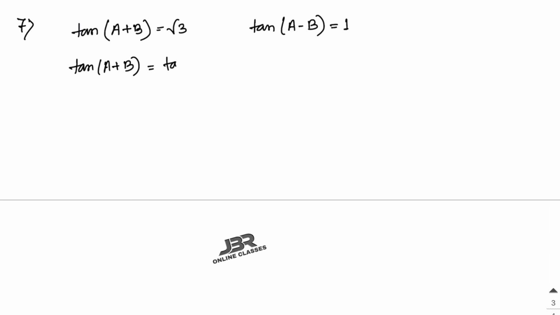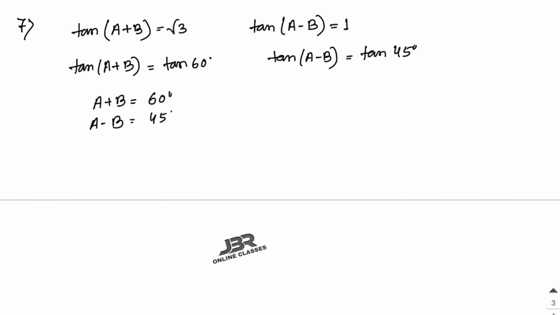Okay, now sum number 7. This is the last sum for this video. Here in sum number 7, if tan A plus B equal to root 3, and tan A minus B equal to 1, then A and B are acute angles, find the value of A plus B. So it's very easy. As tan A plus B, in the place of root 3 you can write tan 60 degree. And tan A minus B, in the place of 1 you can write tan 45 degree. So by comparing both sides, A plus B equal to 60 degree, and A minus B equal to 45 degree.